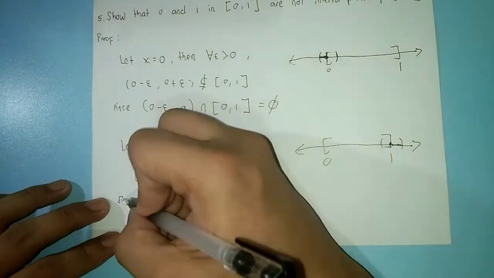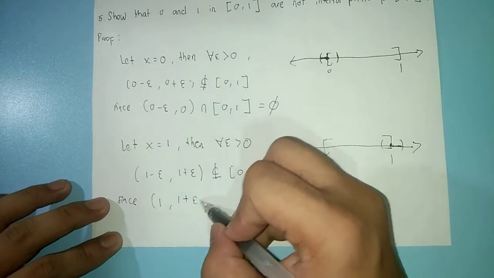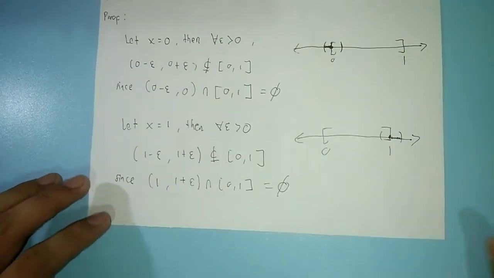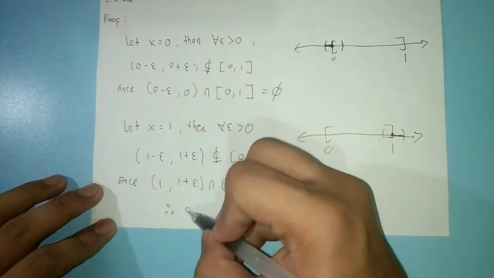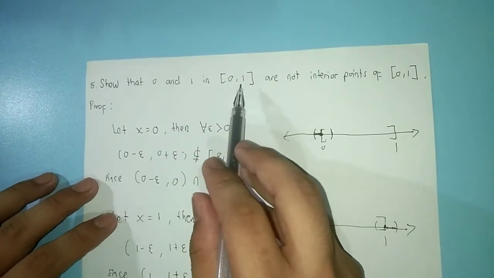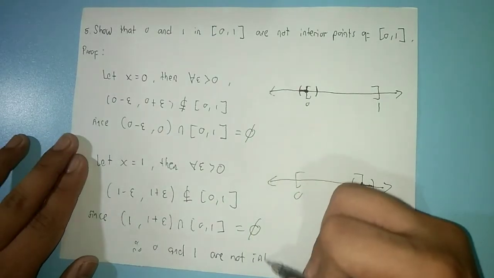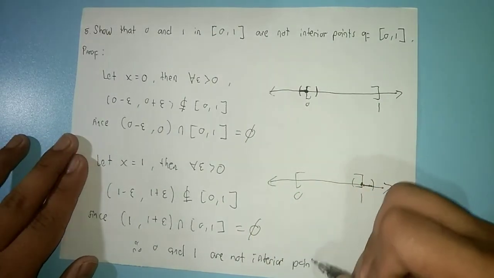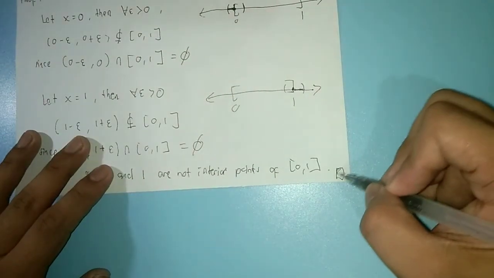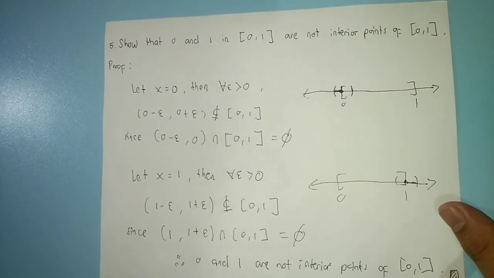So, since yung 1, 1 plus epsilon, intersection 0, 1 is empty. Okay? So, therefore, 0 and 1, which is element nitong close and bounded interval 0, 1, are not interior points of 0, 1. Okay? So, ganun lang siya kasimple. So, punta na tayo sa another kind of point.